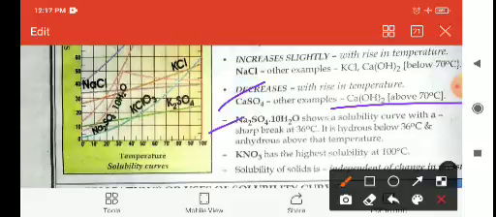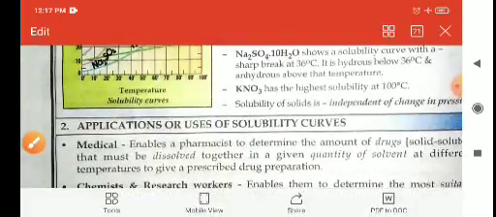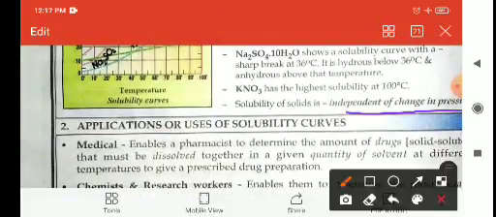Sodium sulfate shows a solubility curve with a sharp peak at 36 degrees centigrade. It is hydrated below 30 degrees centigrade and dehydrated above that temperature. Okay, when dehydrated, its water will be removed. KNO3 has the highest solubility at 100 degrees centigrade, and the solubility of a solid is independent of the charge present on it.